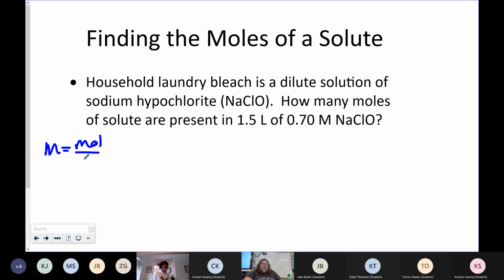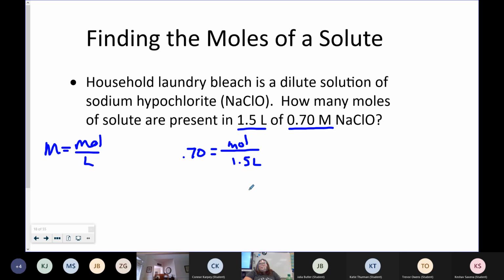And we are dealing with molarity, so remember molarity is moles over liters. In this example, it's wanting moles, so we're looking for that top unit that we don't have. It gives us 1.5 liters of solution, so that's our bottom value. It also gives us our molarity, the 0.70 molar.